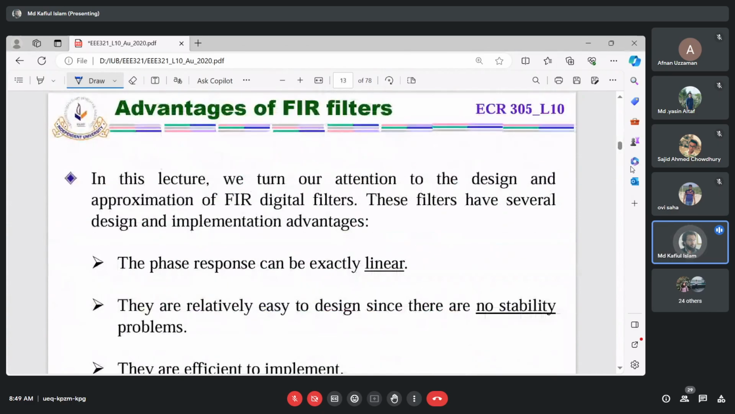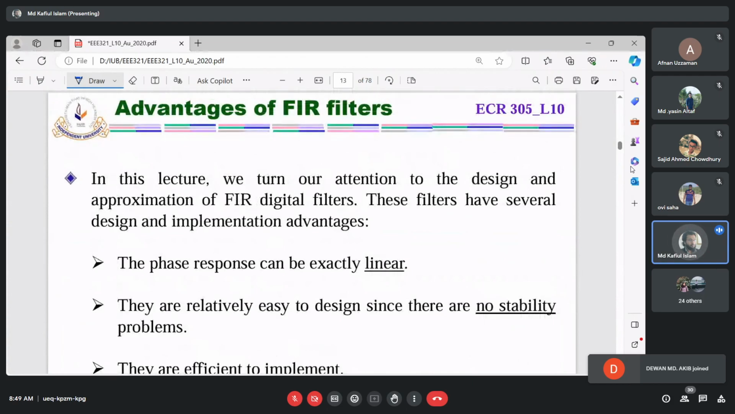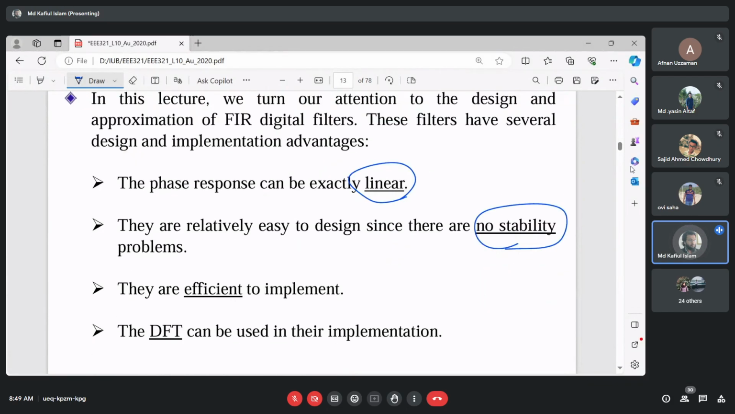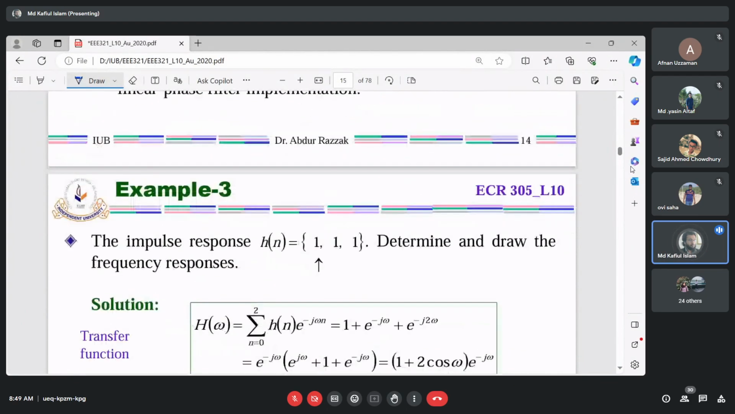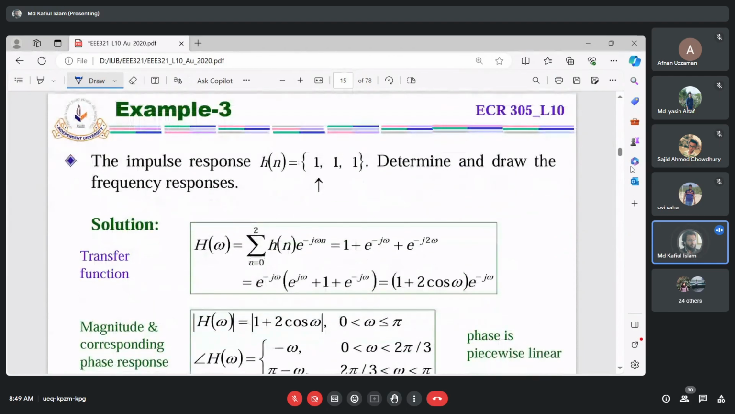So we did talk about some of the FIR filter comparison with respect to IIR filter, right? For example, the phase response is linear, there is no stability issue and all the stuff, and it is efficient to implement. I mean efficient because an IIR filter will have two different delays, while an FIR filter will have only one type of delay, so that's why. We'll skip some of these, and then we'll talk about some examples.